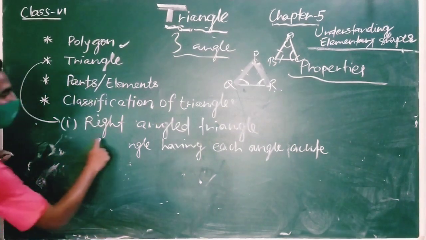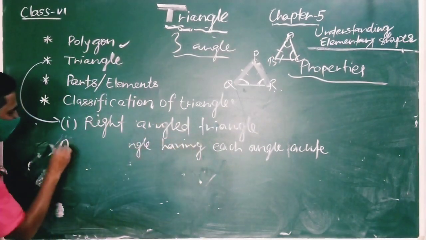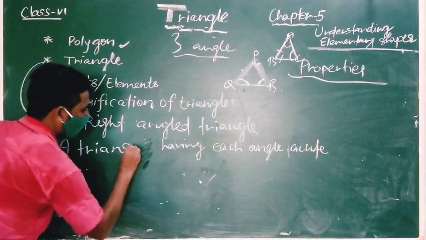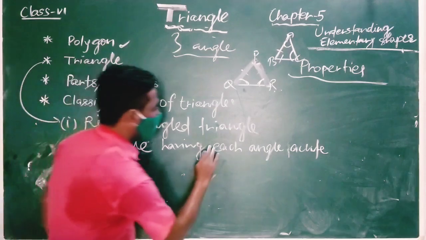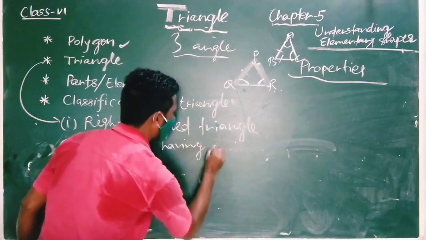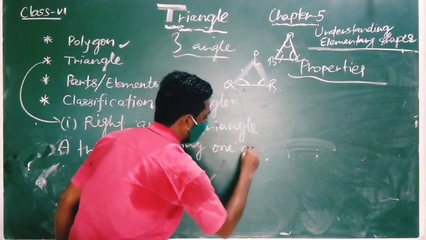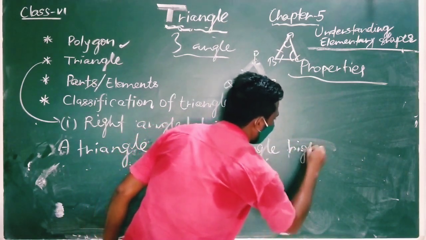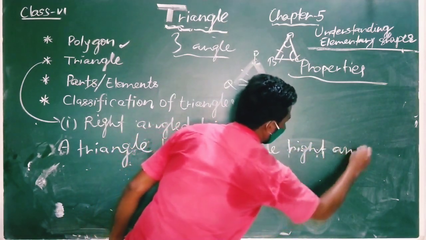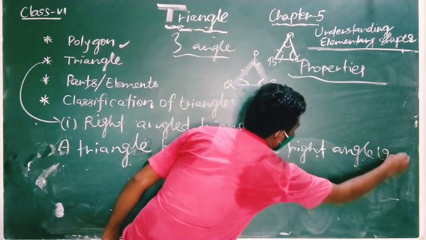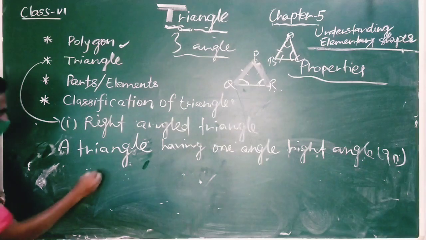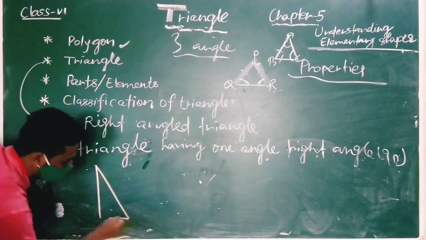Let me just make a right angled triangle. A triangle having one angle right, one angle right angle or 90 degree, you can write. A triangle having one angle measure 90 degree, so that is called a right angled triangle. Which kind of figure will be there? You see, this kind of figure will be there.